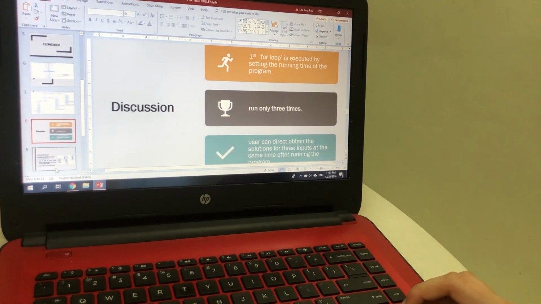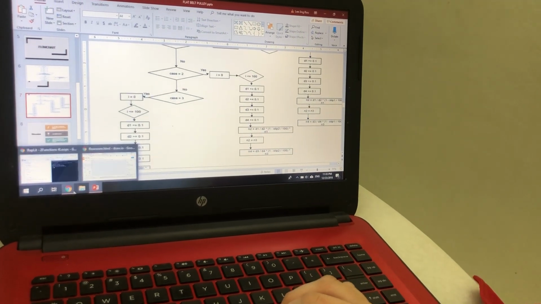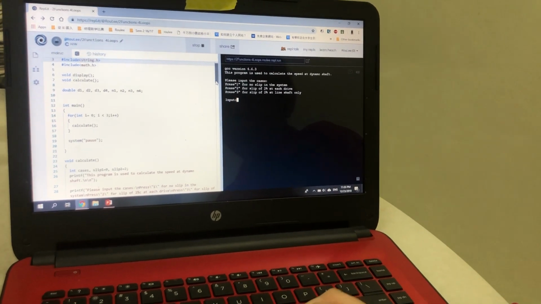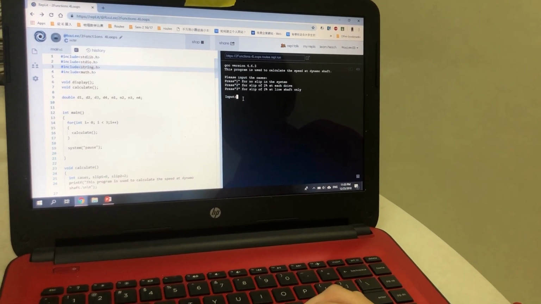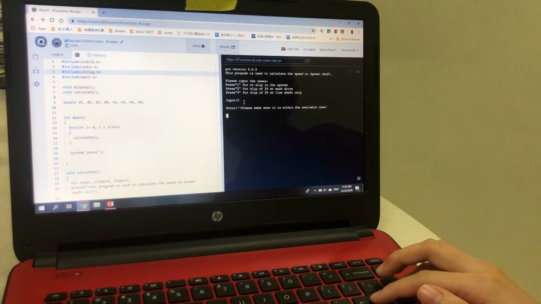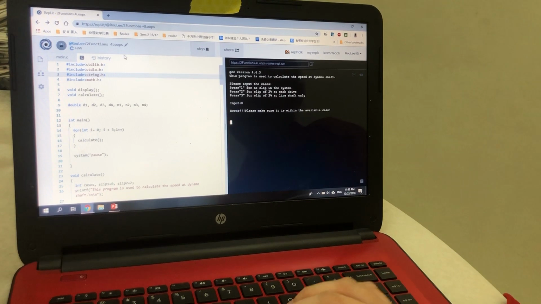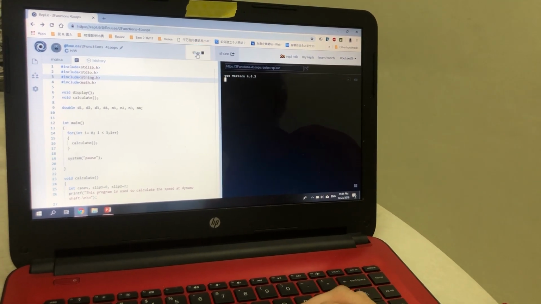Next will be my program. This is my program coding, and if I input 0, that will be an error, so I will stop my program and run it again.